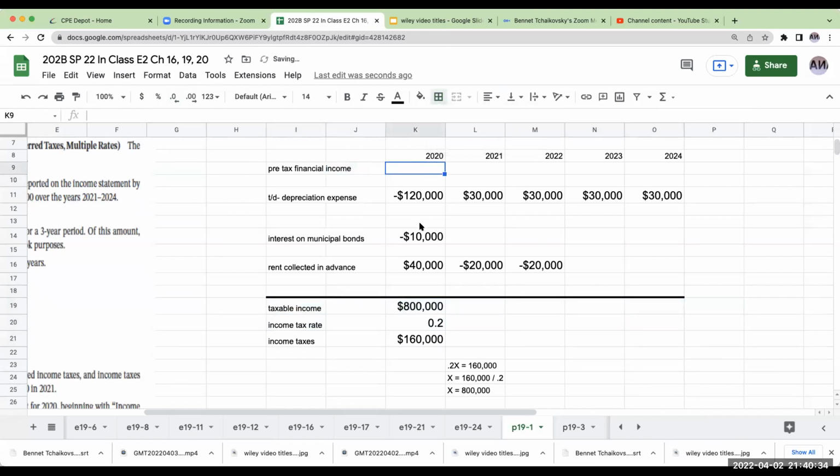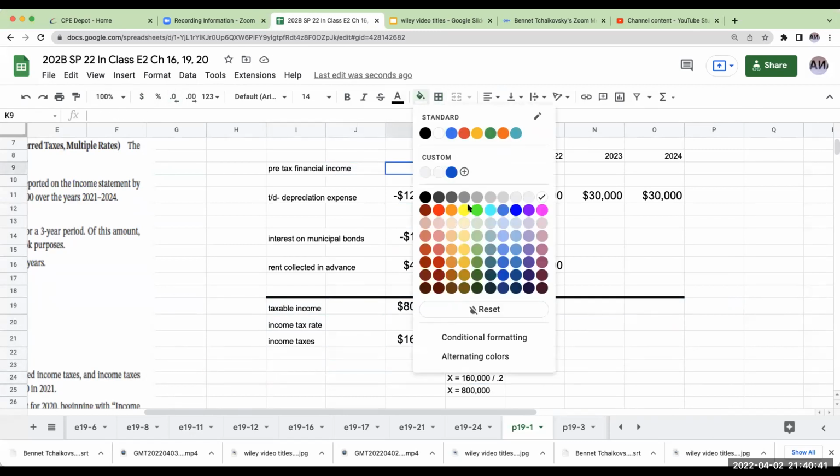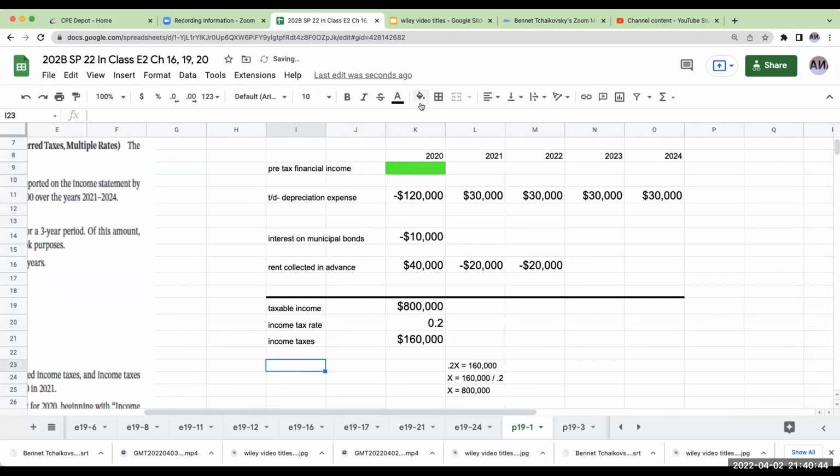To solve for pre-tax financial income, what is that amount going to be? Well, if I call pre-tax financial income Y, so if I say Y minus 120 for the excess depreciation I'm taking for tax purposes, minus 10 on the interest on muni bonds, plus 40 for the rent collected in advance equals 800. So what is this going to be? Y minus 90 equals 800. Y is going to be equal to 890.